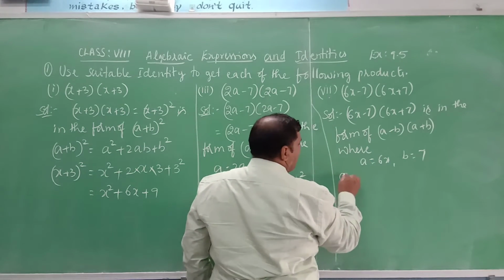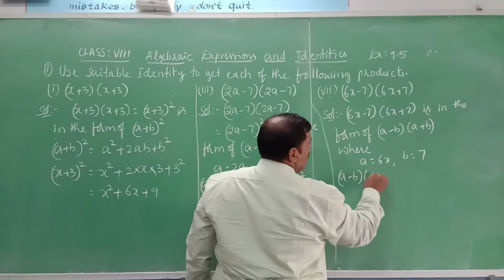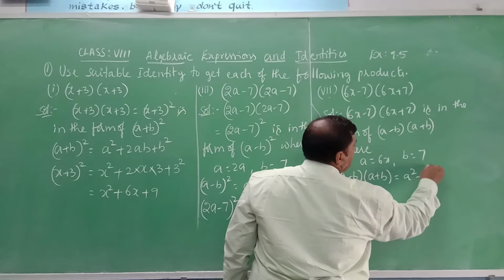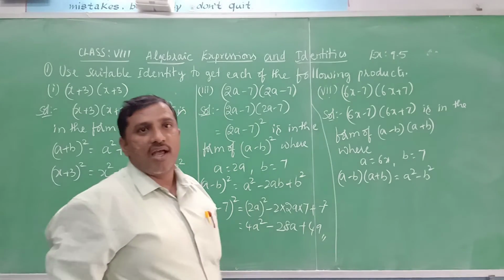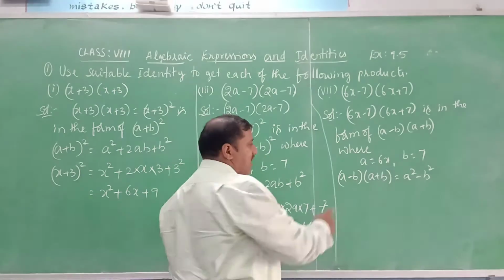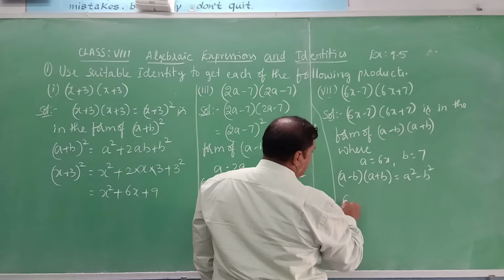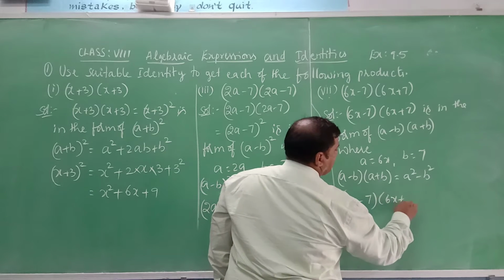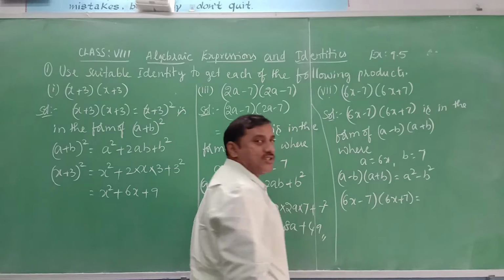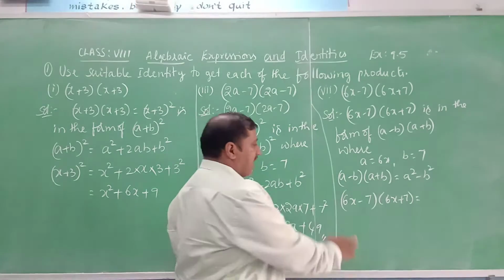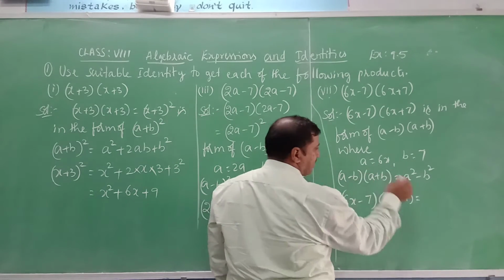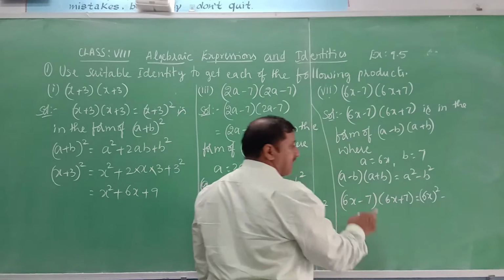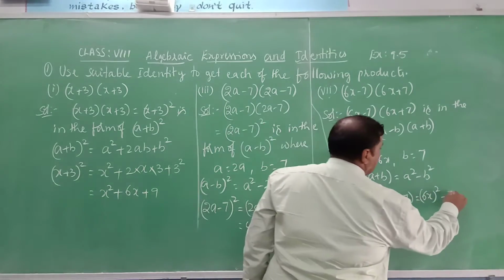Now write the identity: a minus b into a plus b is equals to a square minus b square. Now a is equals to what? 6x minus 7 into 6x plus 7, that is equals to a square minus b square. A is equals to 6x, the first term, 6x whole square minus second term b square, 7 square.